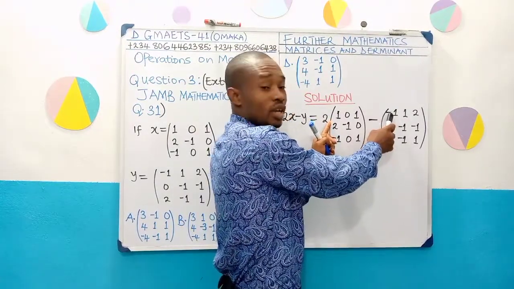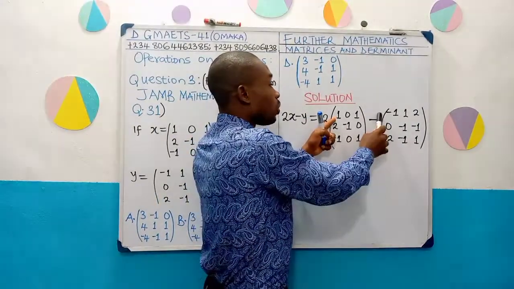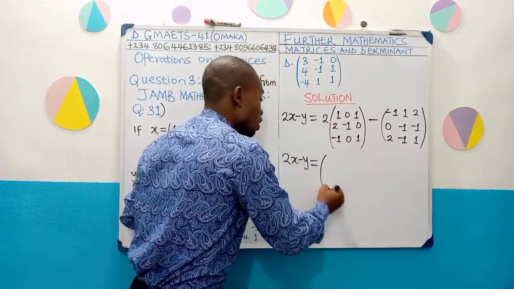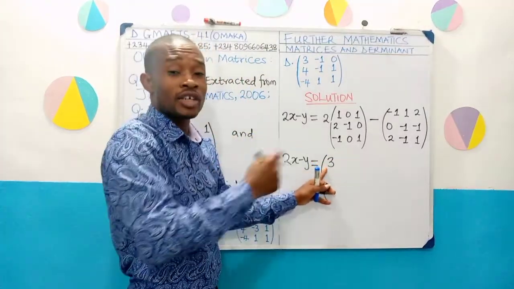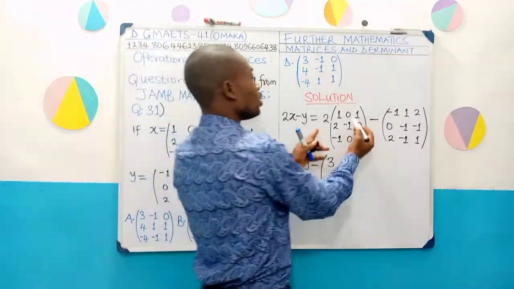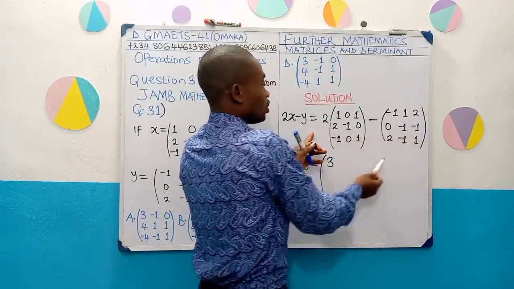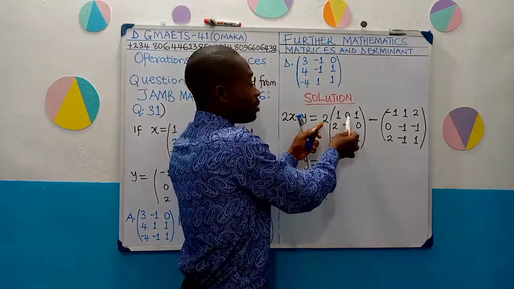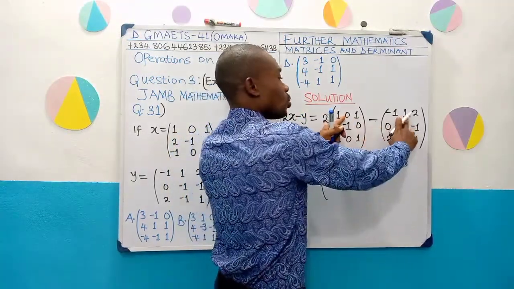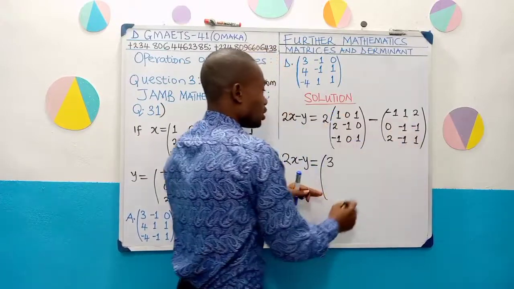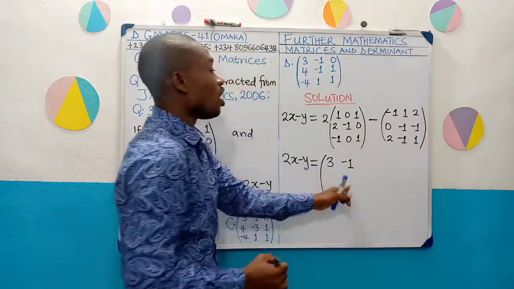Good. Minus will give us plus. So that definitely means that this will now be 2 plus 1. And 2 plus 1 is going to give us 3. So I'll fix 3 in row 1, column 1 of the answer I'm getting. We move on to row 1, column 2, together with this row 1, column 2. So first we're going to do 2 times 0, we get 0. Then 0 minus 1 is going to give us minus 1. So I will fix it in row 1, column 2 of my answer.